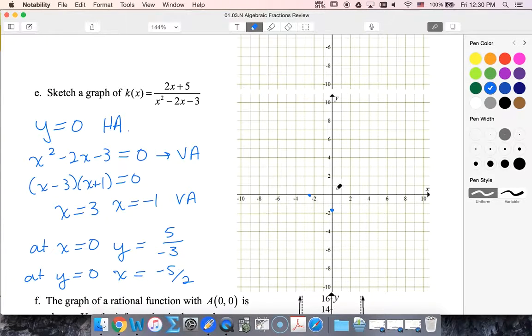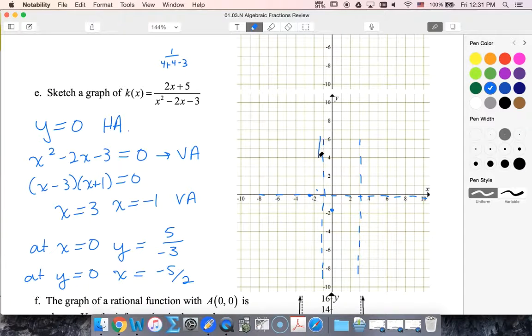And I can put in my asymptotes. So I've got x equals 3 around here. I've got x equals -1 here. I've got y equals 0 here. So notice I know now that I'm crossing this asymptote somewhere. So I'm going to plug in x equals -2 to see which side I'm on. So -4 plus 5 is going to be 1 over 4 plus 4 minus 3. So that's going to be positive. So I'm going to be up on this side.